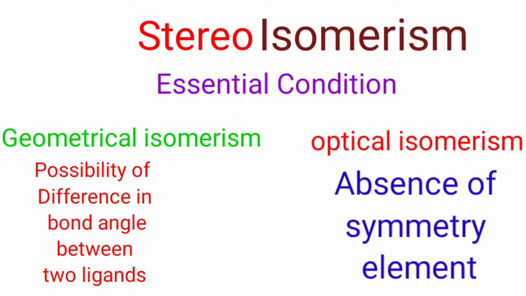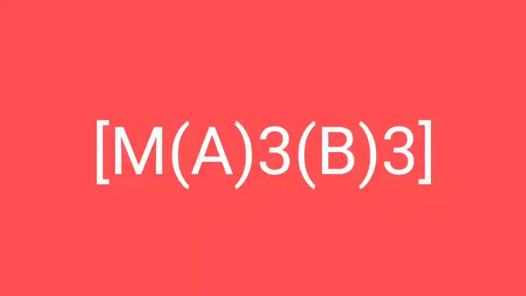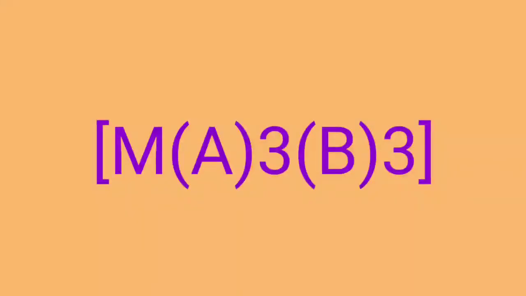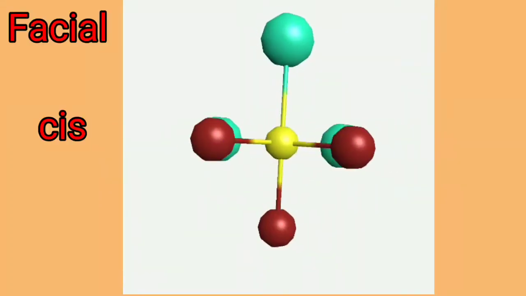To check geometrical isomerism, possibility of difference in bond angle between two ligands is essential, and for optical isomerism, absence of symmetry element is essential. And we will discuss Ma3B3 type complexes. In this there are three ligands of B type and three ligands of A type.